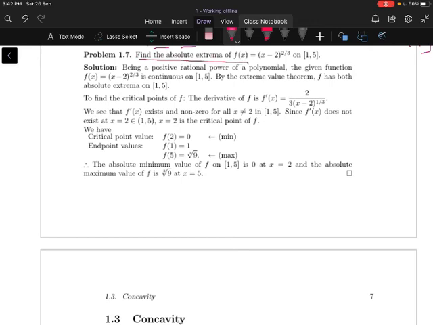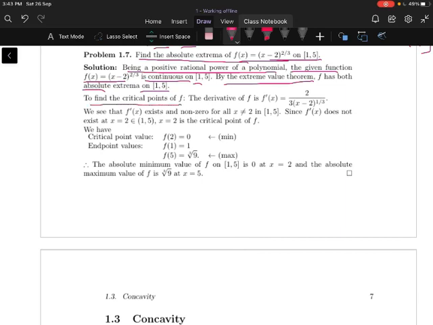Find the absolute extrema of the function f(x) = (x - 2)^(2/3) on the interval [1, 5]. Being a positive rational power of a polynomial, the given function f(x) = (x - 2)^(2/3) is continuous in this interval [1, 5]. The extreme value theorem says that the given function f has both maximum value and minimum value on the interval [1, 5]. Let us find the critical point first.